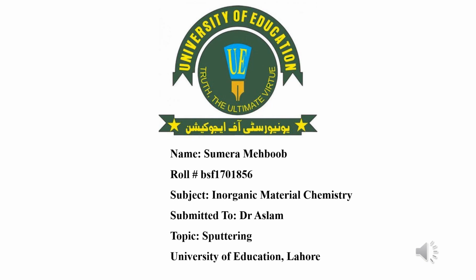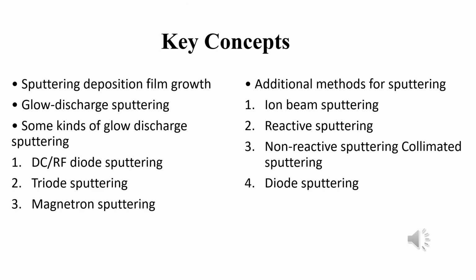Today I am going to discuss sputtering. The key concepts of my topic are sputtering deposition film growth, glow discharge sputtering, DC and RF diode sputtering, triode sputtering, and magnetron sputtering. Additional methods for sputtering are ion beam sputtering, reactive sputtering, non-reactive sputtering, collimated sputtering, and diode sputtering.